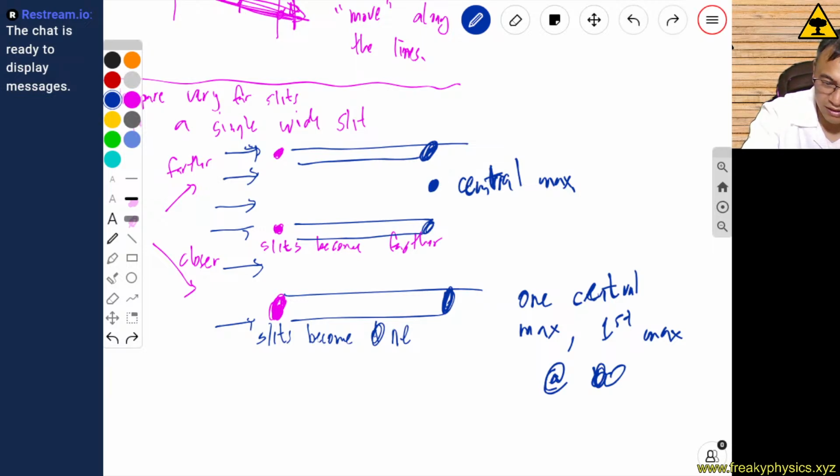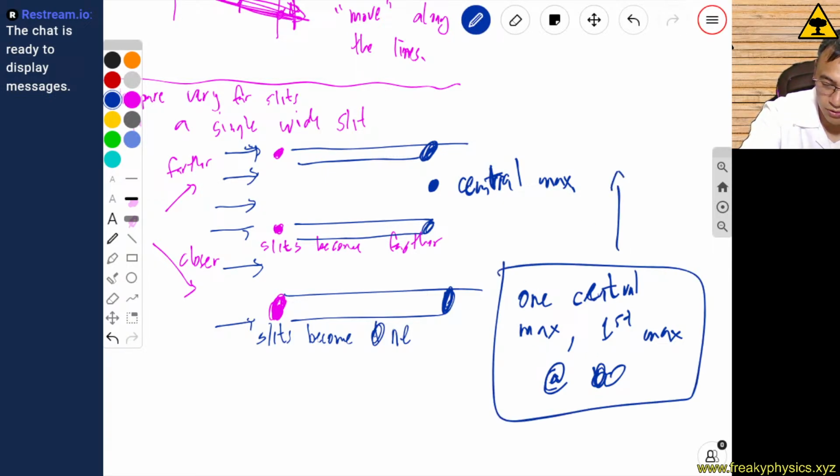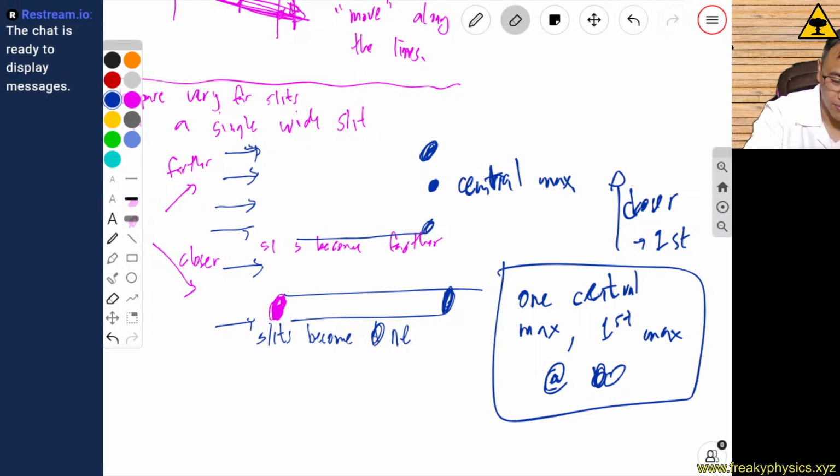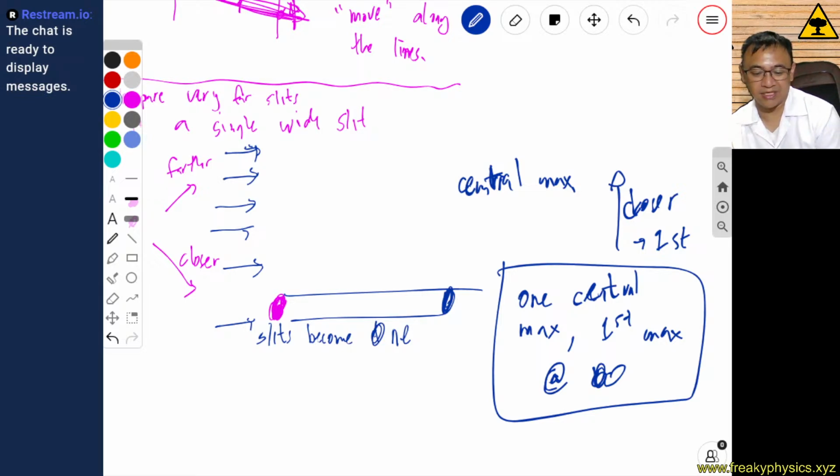Actually, never mind. Let's just keep it like that. So we start from one central maximum here, and then the first maximum is at infinity. So that means the closer you go, closer means the first max gets closer to the central max. Okay. So in fact, never mind this bit. We don't need this. But this is much easier for me to remember. When the slits become one, you just have one central maximum and then the first max at infinity.